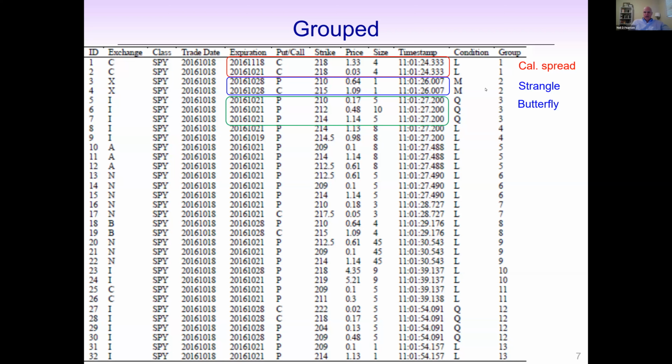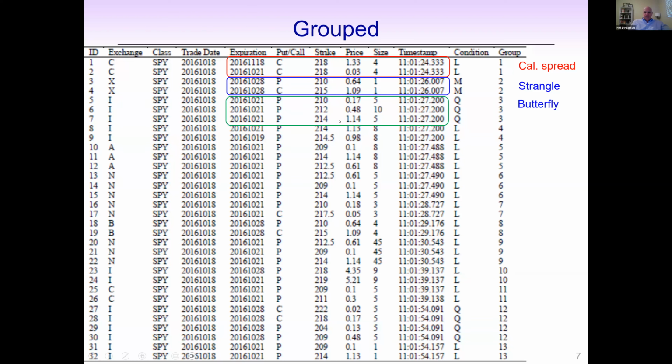You look at the next two trades. The condition code indicates each of them was part of a complex package. They were reported within the same millisecond. They have the same expiration, put and call with the same expiration, different strikes. We interpret these as a strangle.